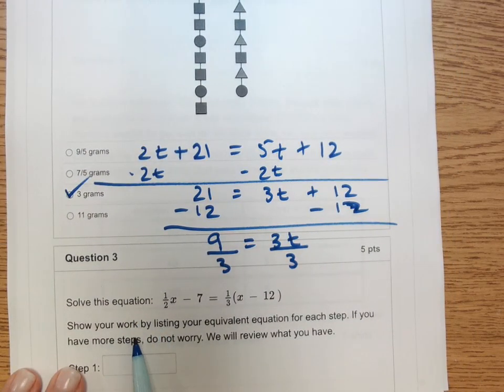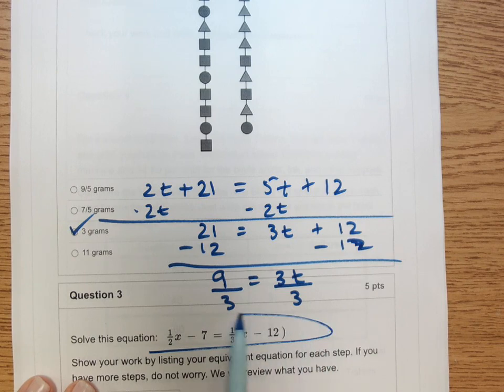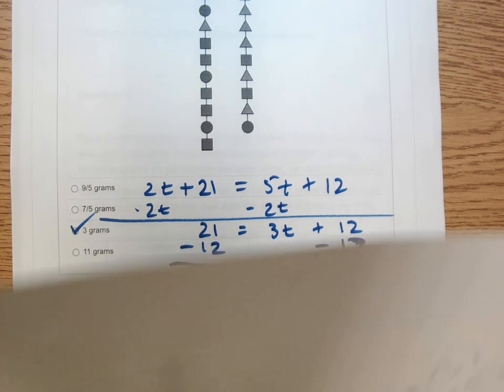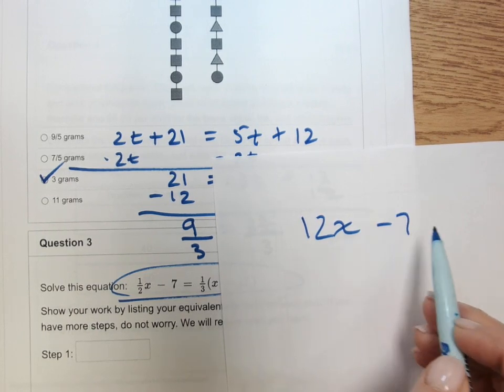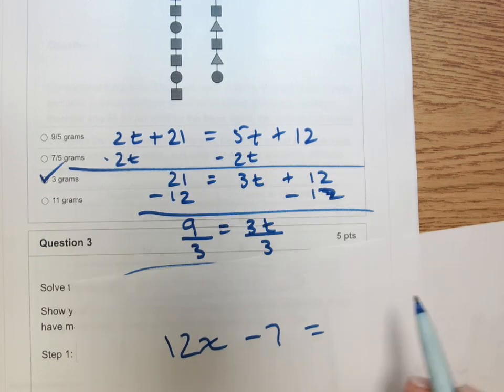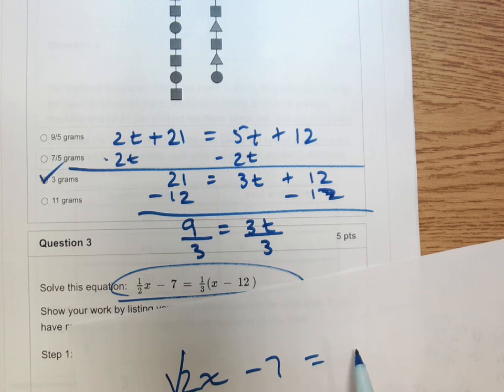Solve this equation. Show your work by listing an equivalent equation for each step. If you have more steps, don't worry, we'll review what you have. Alright, so here is my equation. I'm going to write that down here. 1/2 of x minus 7 is the same as 1/3 times x minus 12.